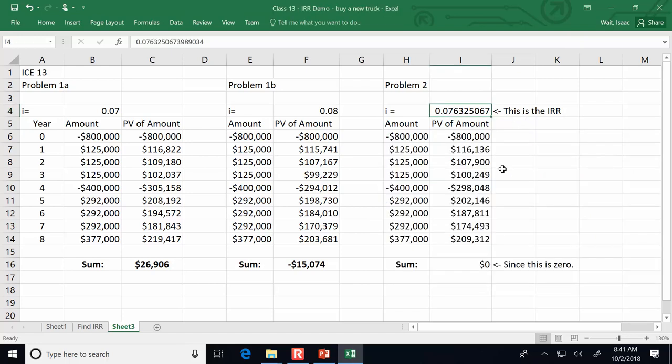So quick question, why is it called internal rate of return? What's internal about it? You're on the right track. I don't think you've said it exactly right, but you're definitely on the right track. Anybody else want to take a stab? Why is it called internal rate of return?